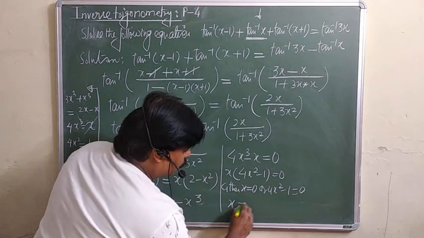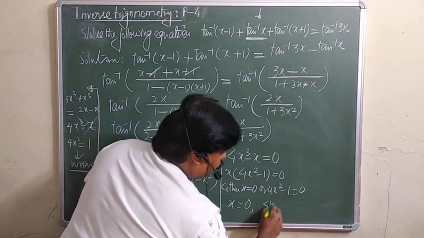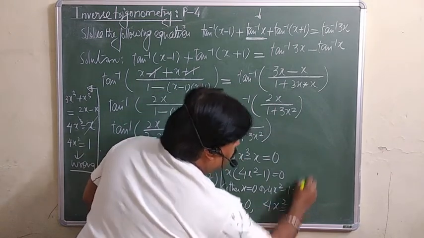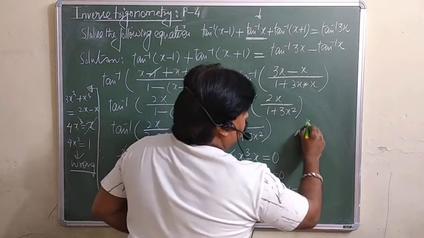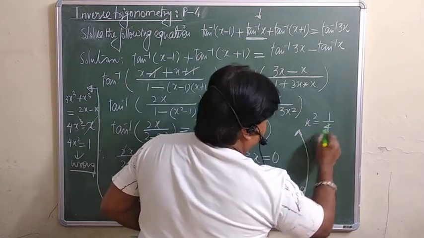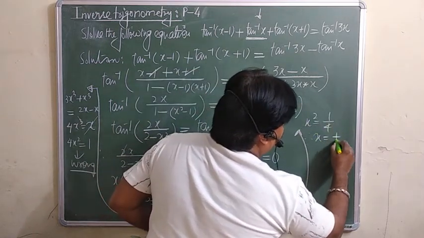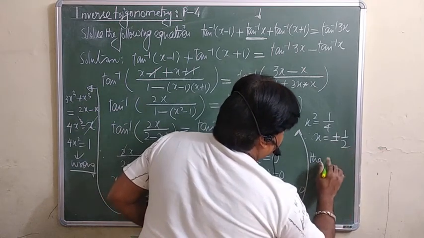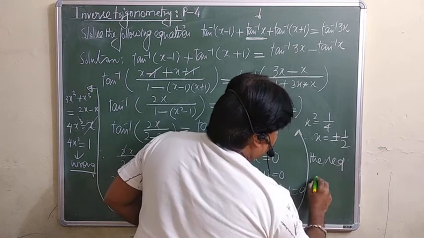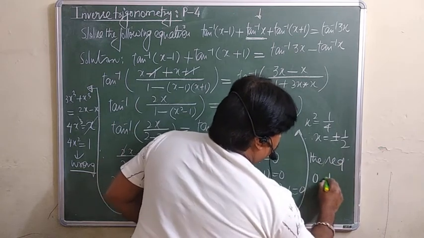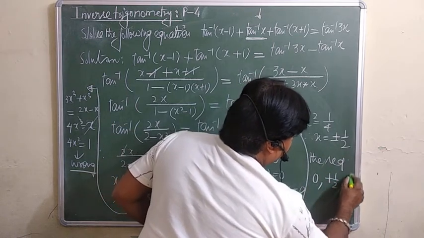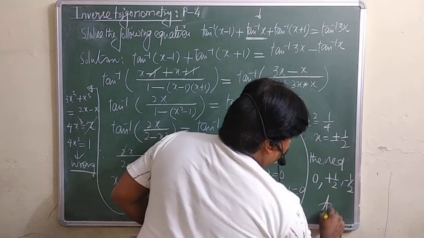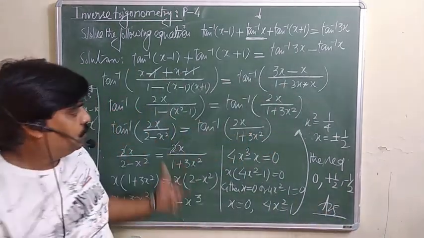So you are getting x equal to 0. From here you will get 4x square is equal to 1, so x square is equal to 1 by 4. Therefore x is equal to plus minus 1 over 2. So the required values of x will be 0, plus 1 by 2 and minus 1 by 2. This is the value of x. So have a look.